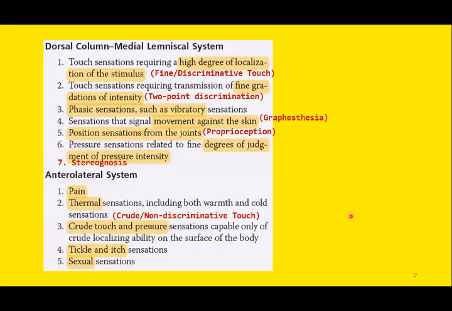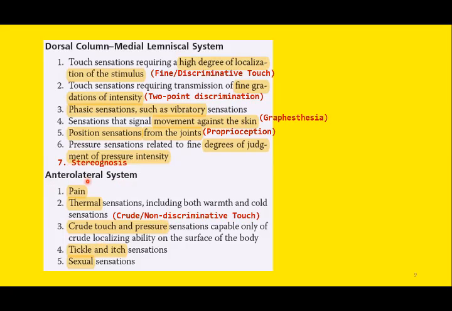Now we will discuss the anterolateral pathway. We have already compared the two types, the dorsal column medial lemniscal pathway and the anterolateral pathway. Both are ascending pathways. Both carry different sets of stimulation. We will not go into the details of the DCML tract today, as we have discussed the anterolateral system already.